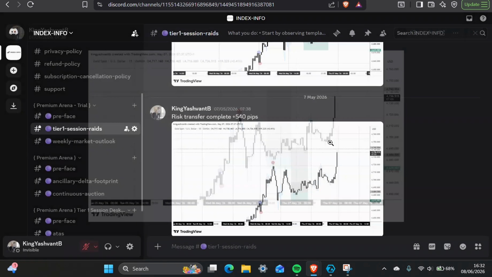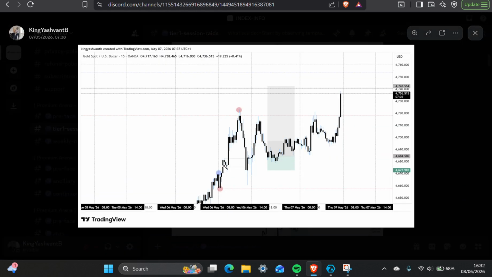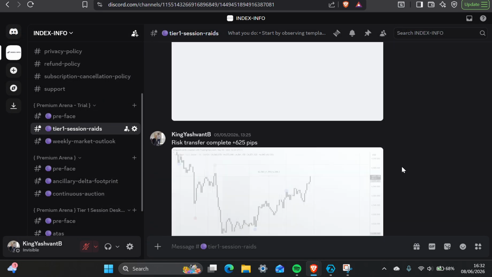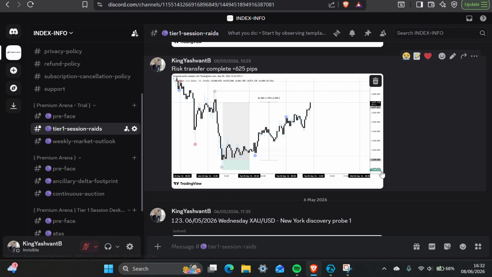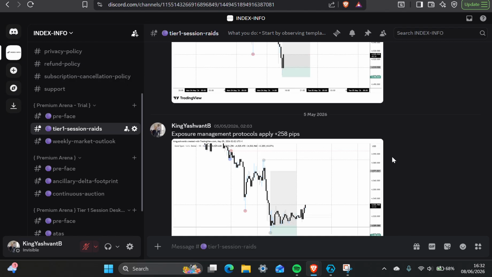540 pips. Even here, let's have a look. Where is the delta? Here. See this delta, London here? New York taps it, multi-session carry. 625 pips off delta, and that's it.